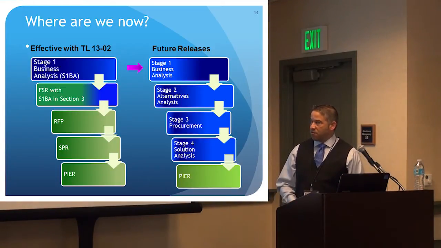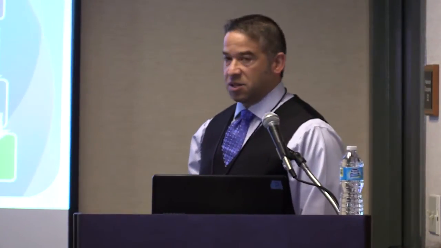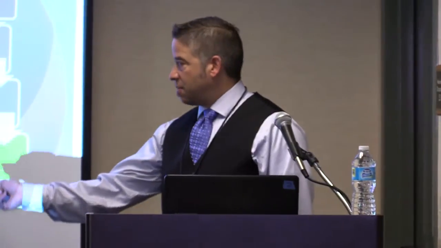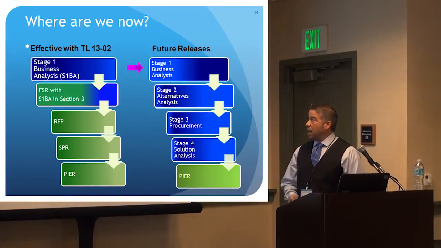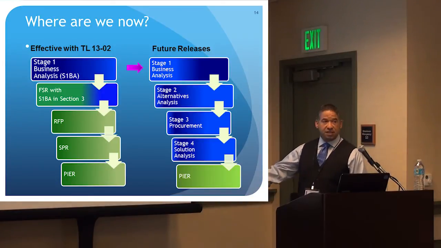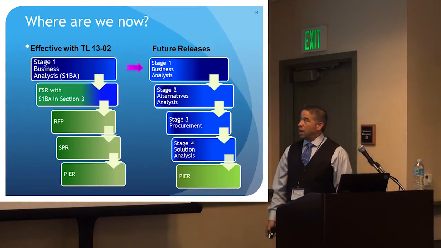We're still using the standard RFP in our procurement after project initiation. SPR is still in play for project deviations. And then finally, the project is peered out and the project is closed when the project is complete. In the future, we're going to move towards the stage 1 business analysis, stage 2 alternatives analysis, and basically the stage gate framework to finish it up. So that's where we're headed.